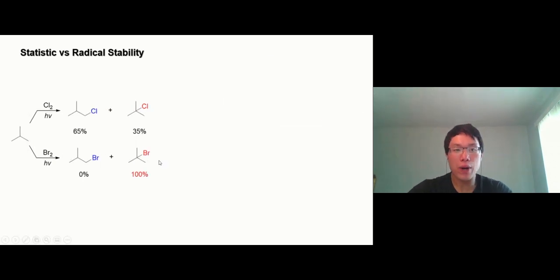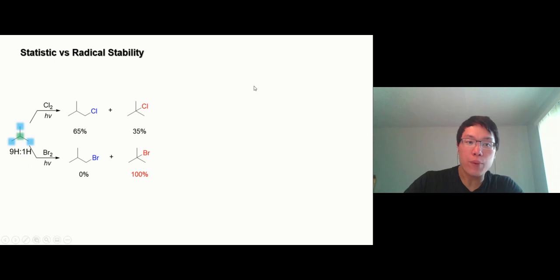Okay. All right, let's take a look right here. If you look at the structure of this molecule, there are two types of hydrogen as well. 9:1 ratio. Look at a 9:1 ratio. All right. Now, if you do chlorination, chlorine doesn't care. I can react anywhere. So 65% go outside, 35% go inside. Again, statistics compete with the stability. Statistics win. There are nine hydrogens, too many. There are way too many locations you can form a radical.